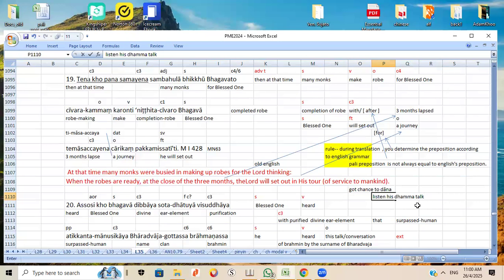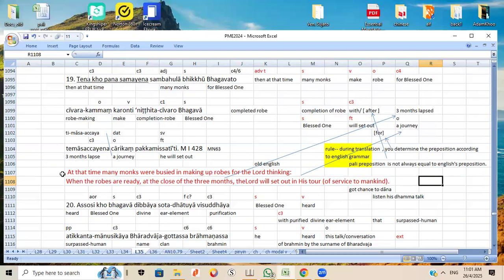So this one is the translator's additional commentary. I put in this to support this, so that you know why he put this. Because when he goes on tour, let's say he starts from Kapilavatthu and goes westward, then he will probably go to Delhi, then go further, and people get the chance to listen to his talk.